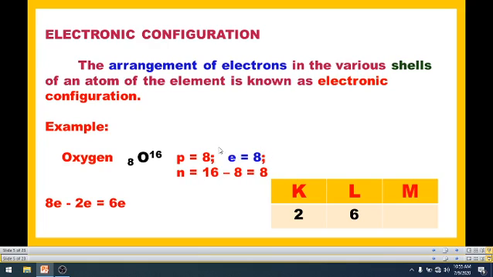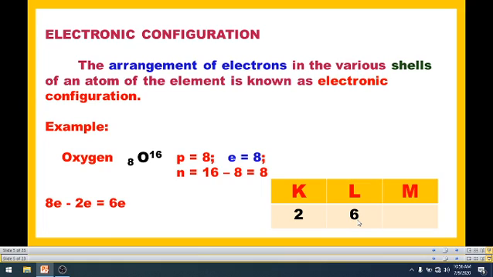Now we want to arrange the 8 electrons in the shells of oxygen. The first shell is the K shell. We keep 2 electrons in the K shell because it can hold only 2 electrons. Then 8 minus 2, the remaining 6 electrons are placed in the L shell, because the L shell can hold 8 electrons. So the electronic configuration of oxygen is 2, 6: K shell 2 electrons, L shell 6 electrons.